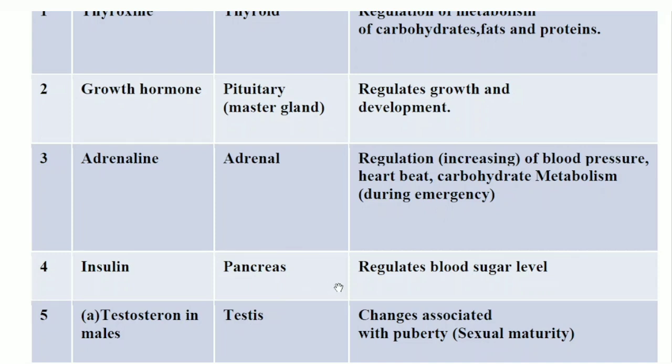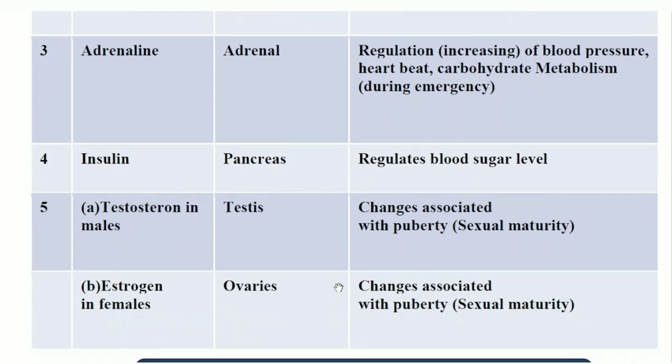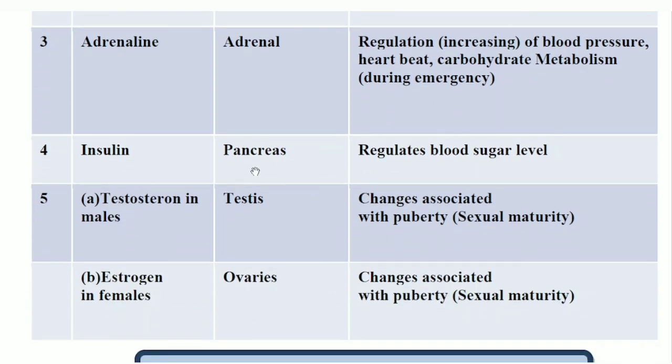Insulin is produced from the pancreas gland. It regulates the blood sugar. The next one is testosterone in males, from the testis gland. It brings changes associated with puberty. In sexual maturity, it will be active. The next one is estrogen in females, from the ovaries. It also brings changes associated with puberty. Only in sexual maturity will it act, not all the time. See, these are all the human hormones.